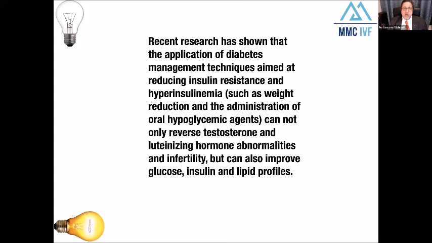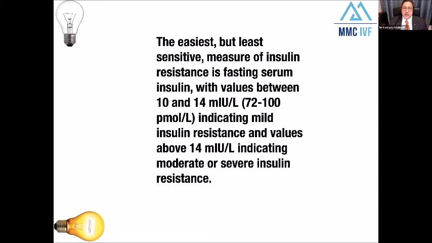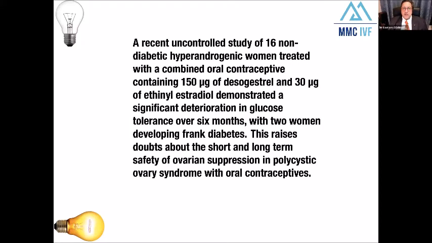So the first thing is to diagnose PCOS, and the second is to do a 12-hour fasting insulin. The easiest but least sensitive measure of insulin resistance is fasting serum insulin. So a very simple test is, once you have diagnosed PCOS, call this patient with a strict 12-hour fasting. If this 12-hour fasting insulin level is more than 10, then the patient requires an anti-diabetic drug. That means the simple tablets called glucophage, metformin. Between 10 to 14 indicates mild insulin resistance, and over 14 indicates moderate and severe insulin resistance.